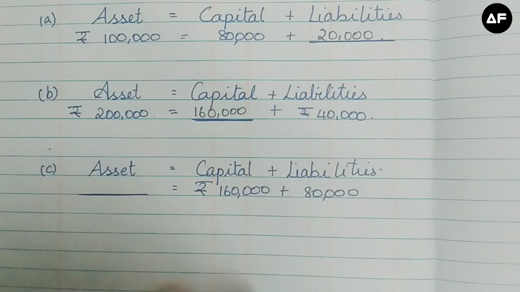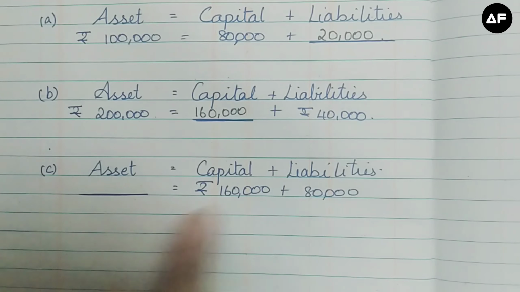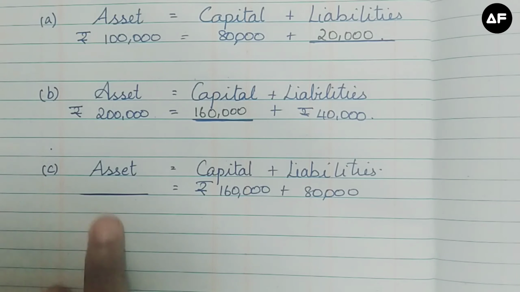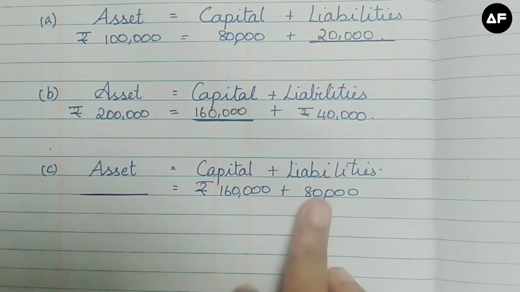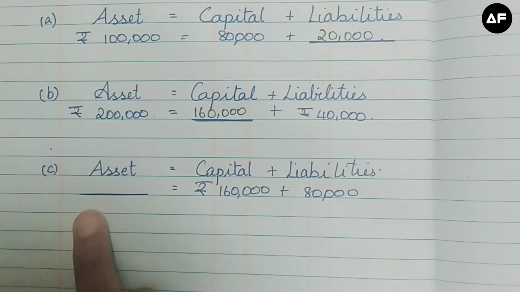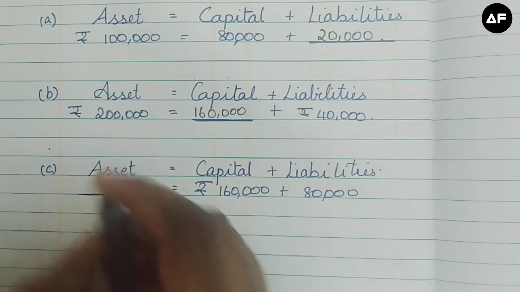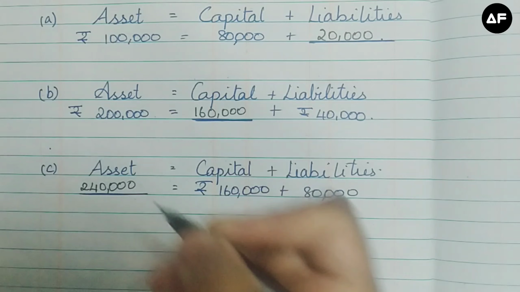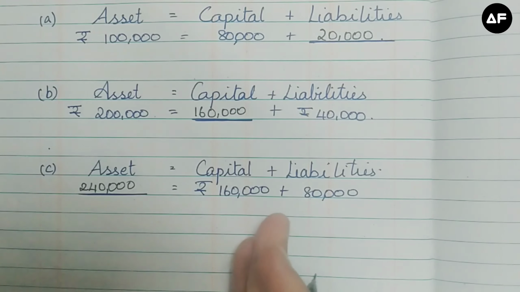The next sum is asset is equal to capital plus liability, and the capital is given and the liability is given, whereas the asset is not given. It is very clear, when you add up these two, you will get the answer for asset. 1,60,000 plus 80,000 is 2,40,000, which is the value for asset. That is, we can get it easily by adding up the capital and the liability in the problem.